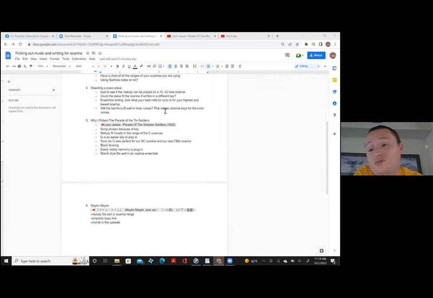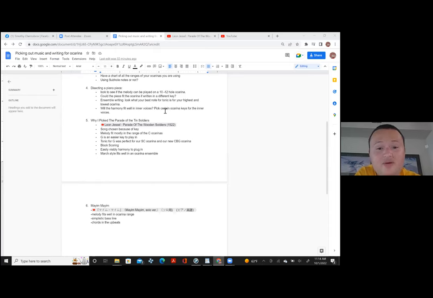So sometimes will I write it for inner voices? Will I write it in this ocarina or another one? Is it going to be too high in its range? Is it going to be blending well? Do I write it in a lower ocarina up higher so it blends better than having a higher maybe inner voice ocarina? So those are a couple of things.